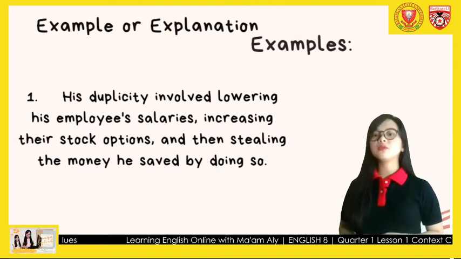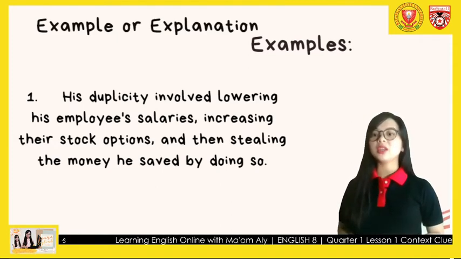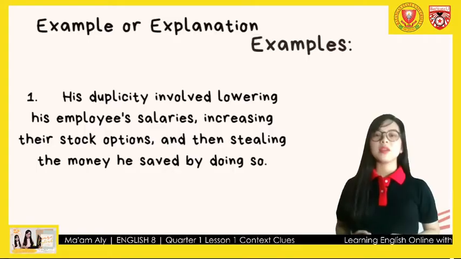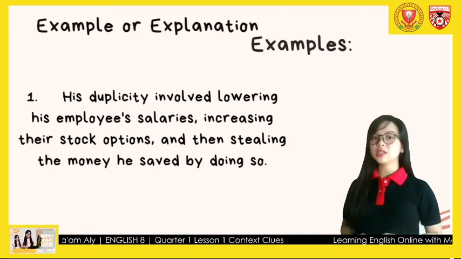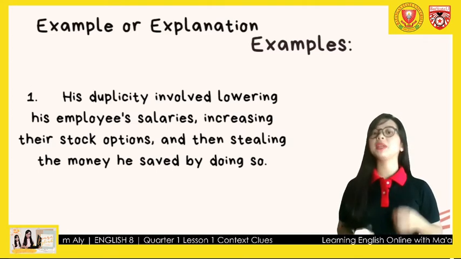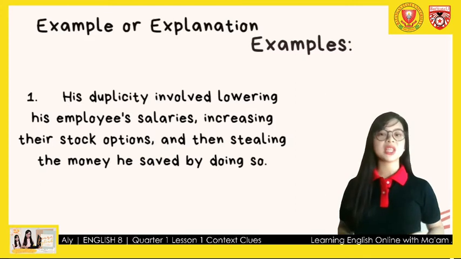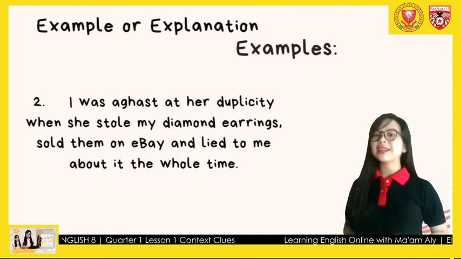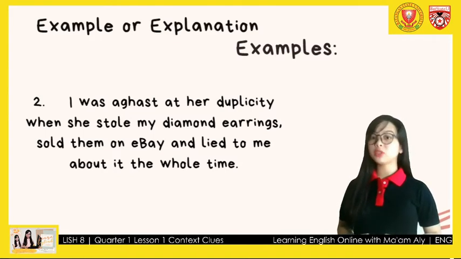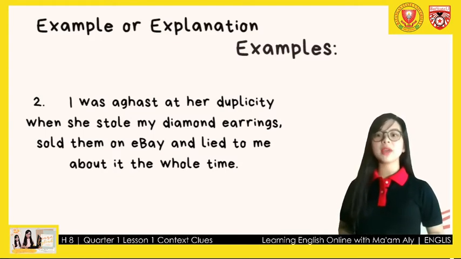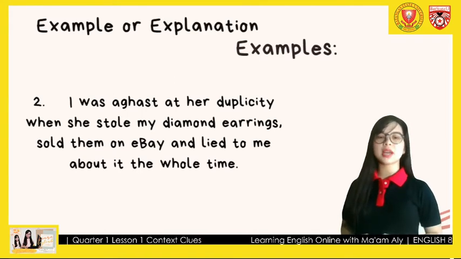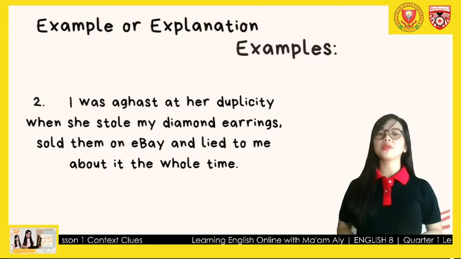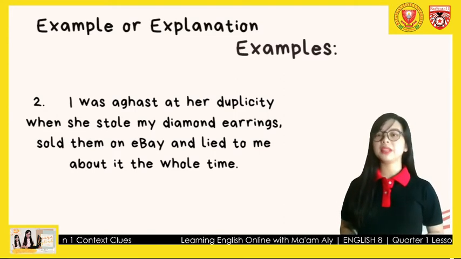His duplicity involved lowering his employee's salary, increasing their stock options, and then stealing the money he saved by doing so. The examples stated on the sentence are some of the reasons why a person can be labeled as duplicitous because he or she showed duplicity. Second, I was aghast at her duplicity when she stole my diamond earrings, sold them on eBay, and lied to me about it the whole time.